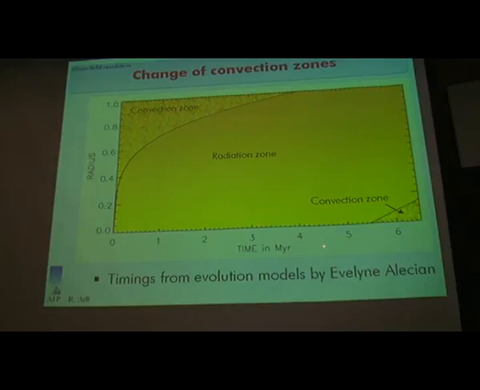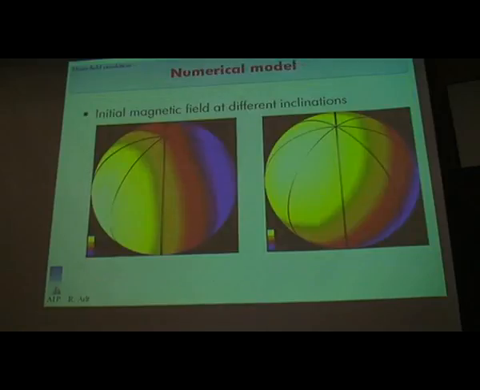These timings are actually pretty well known from stellar evolution models. I took these from Evelyn Alessian, which are pretty new models. And then, of course, one could ask, what makes Ap stars different from A stars? Why are there so many? Why are there 90% normal stars and only 10% Ap stars? So there must be something initially which differentiates them.